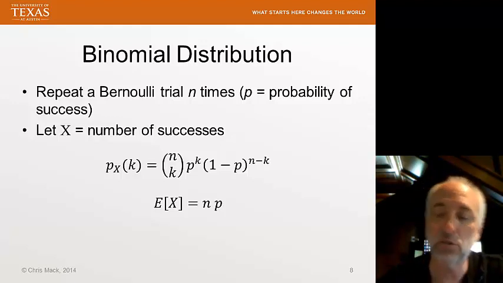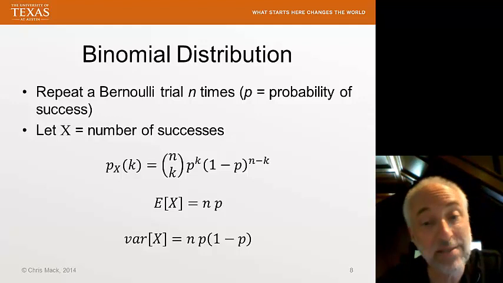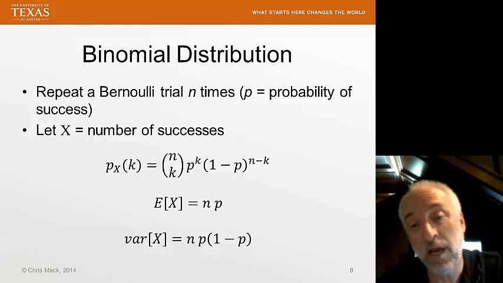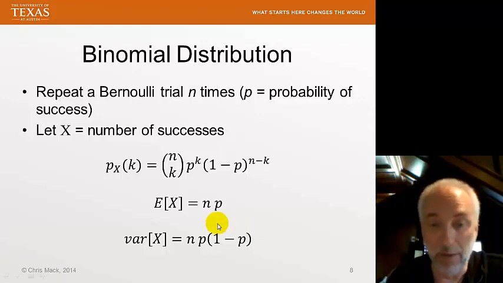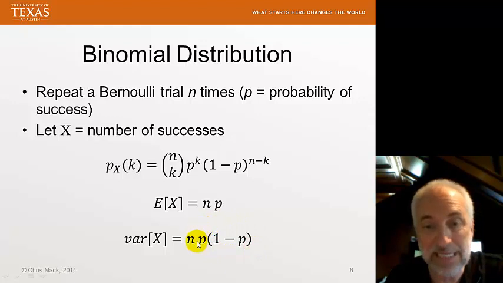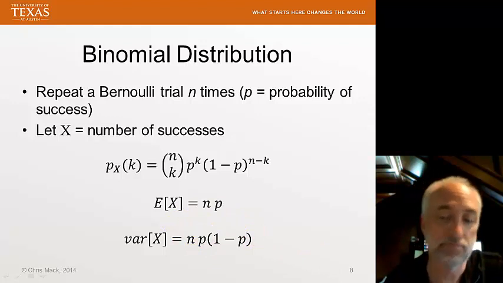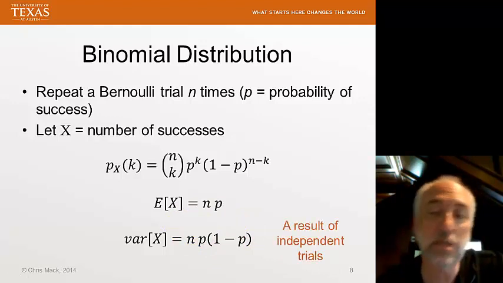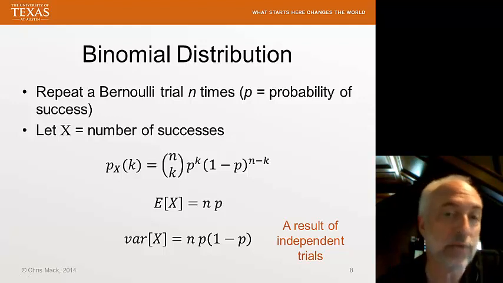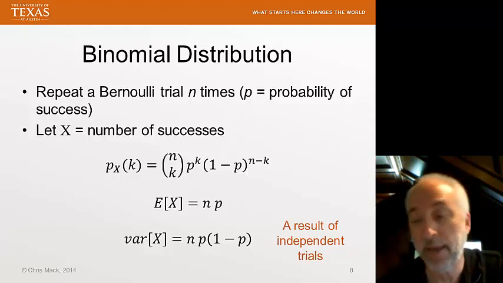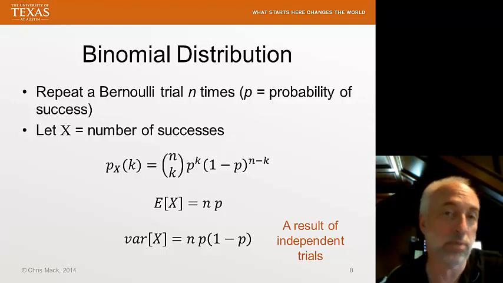That makes intuitive sense. Likewise, the variance of the random variable x will be n times p times 1 minus p. You might recognize that the variance of a single Bernoulli trial is p times 1 minus p. And if I had n Bernoulli trials, what I'm saying is the variance is n times bigger. Well, this turns out to be a result of the fact that our trials are independent. And we'll talk about independence and how that impacts variance and expectation in a couple of slides.